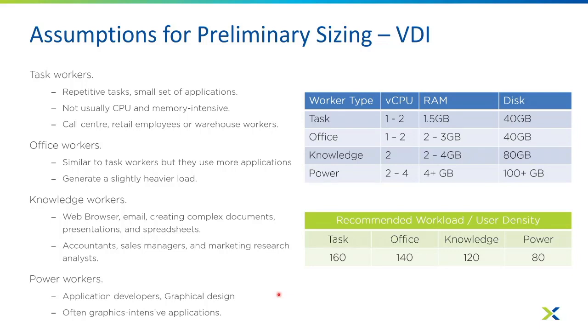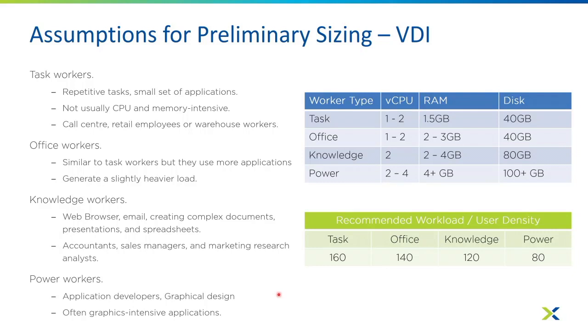So task users, sort of 1 to 2 vCPU, office users, same sort of vCPU configuration, but more memory, then through to knowledge workers and power users. Where this becomes important, I'll show you later on, is when it comes to selecting the number of vCPUs for your standard virtual desktop. We also have recommendations when it comes to the user density per node.